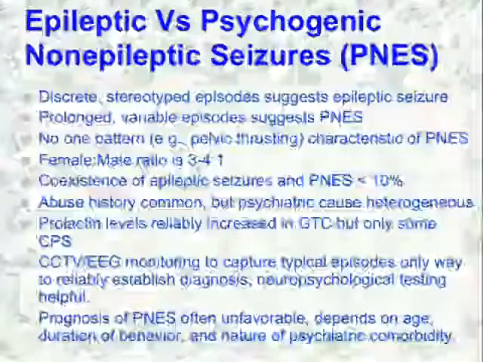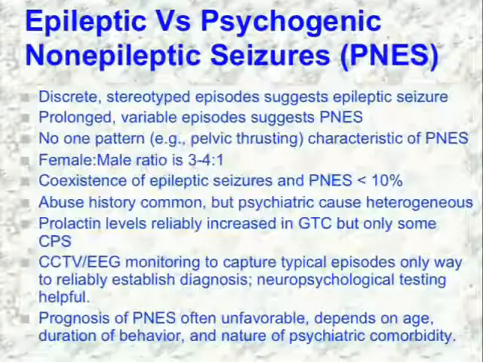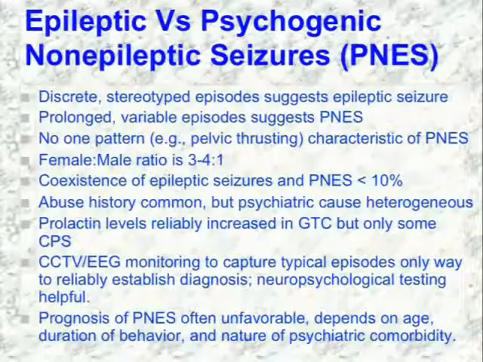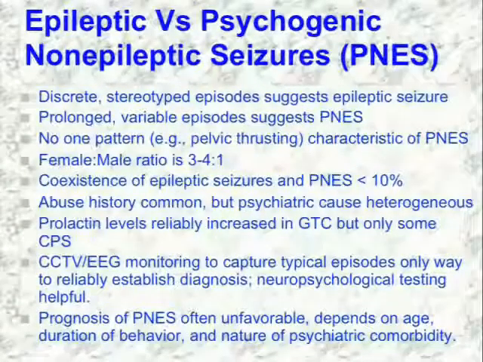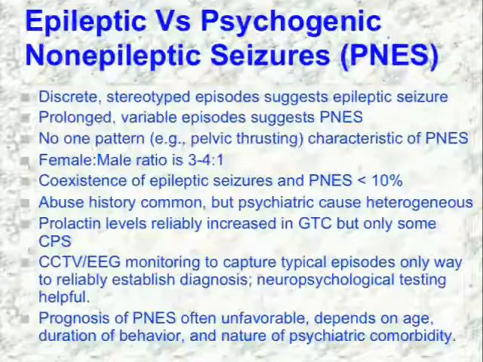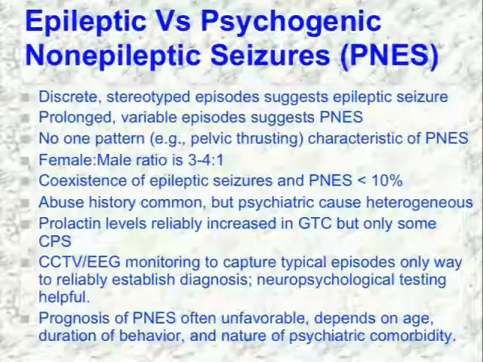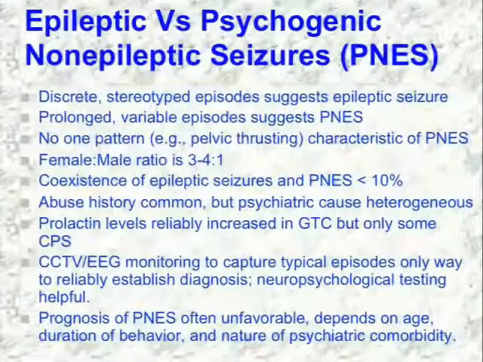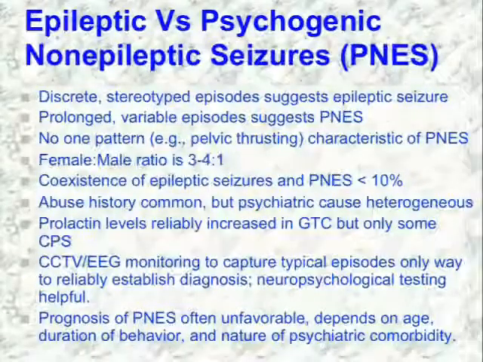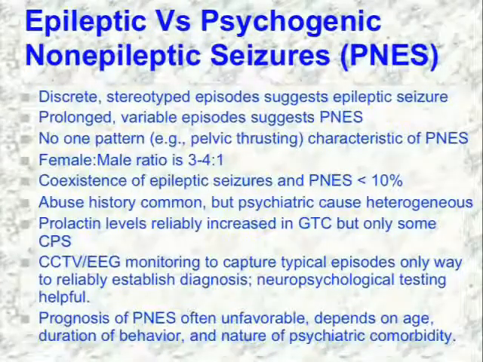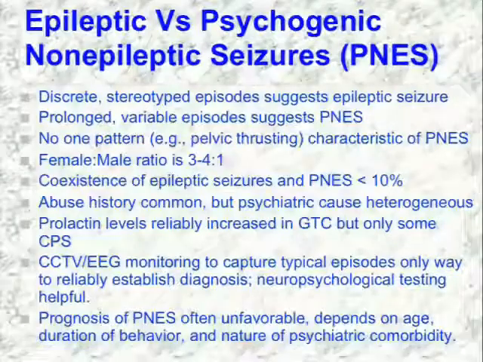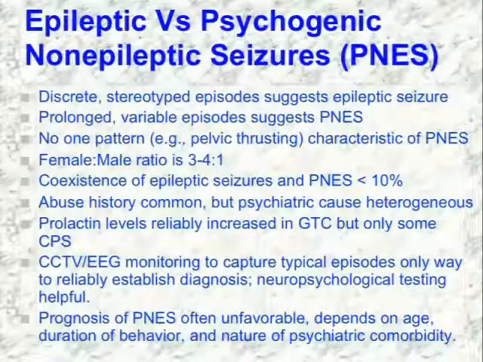There's many causes. There's no one cause for this. Diverse psychiatric issues cause non-epileptic events, but one of the things that's common is a history of abuse in childhood. Prolactin levels have been used. They reliably increase in convulsions, but only in some complex partial seizures, and we tend not to use prolactin levels very much. We use them in the ER when we're not able to capture events any other way, but usually the best way to make this diagnosis is with EEG monitoring.